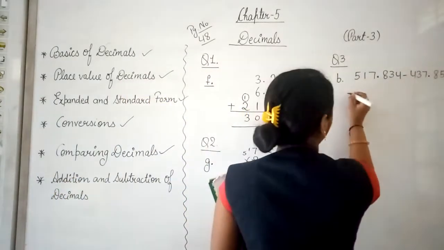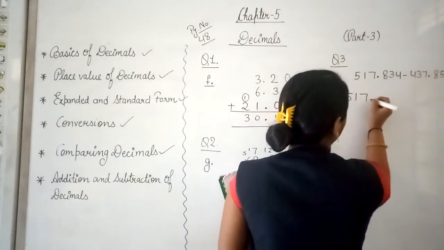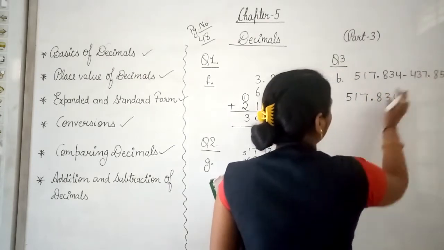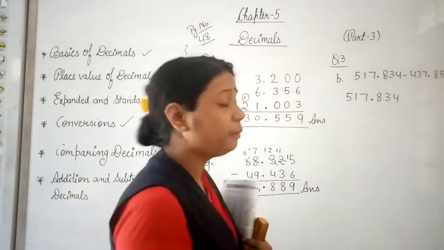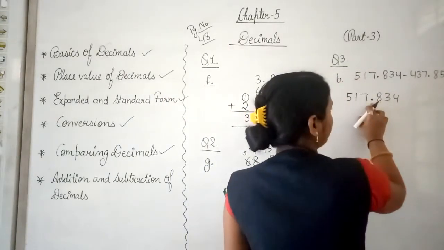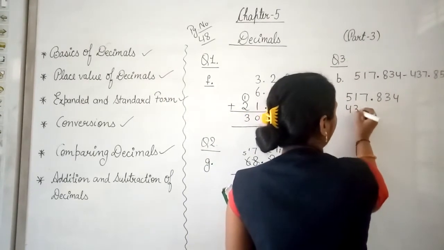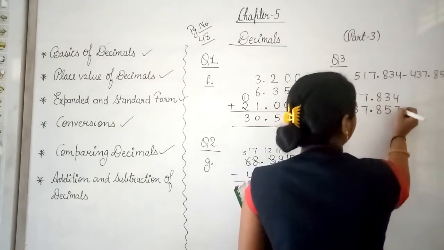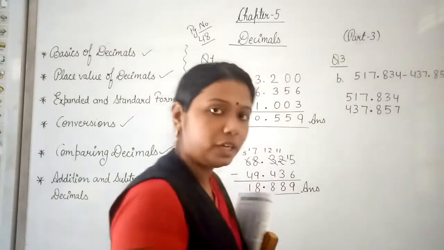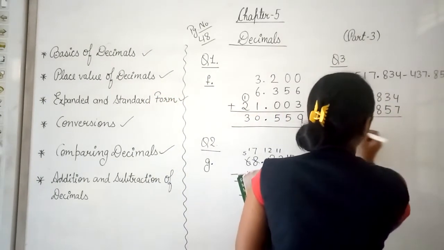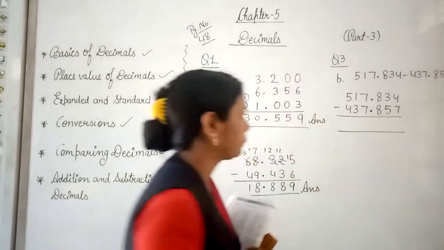So here I will arrange the numbers: 570.834. Now I have to arrange this number over here. Okay. But we have to make sure this decimal point remains under the decimal point. So 437.857. Okay, so we have arranged the numbers over here. Now we have to perform the subtraction.